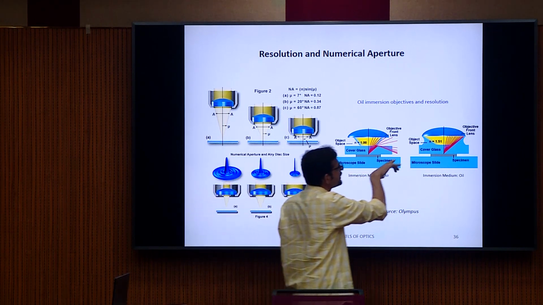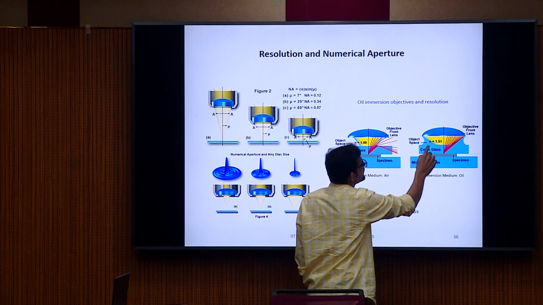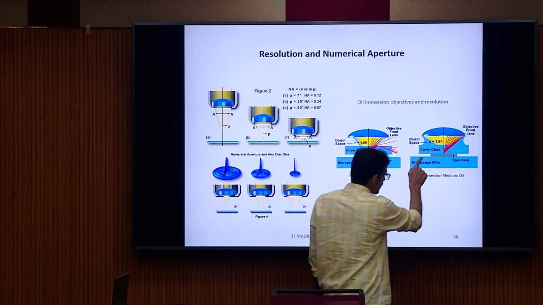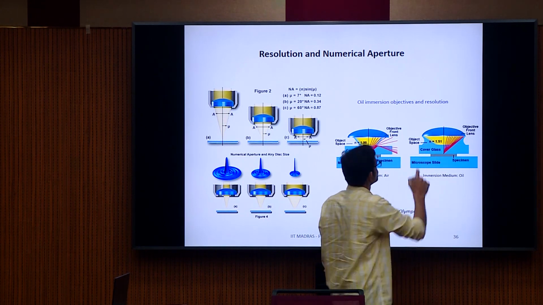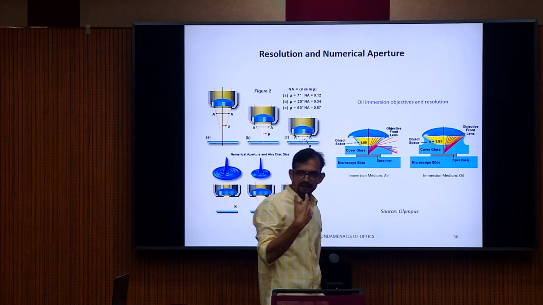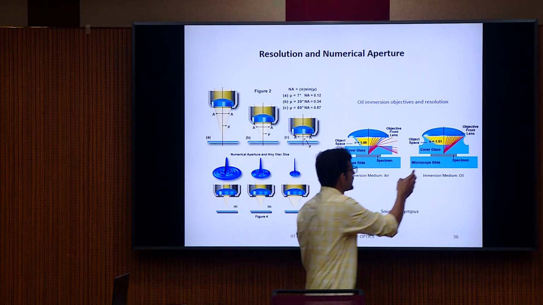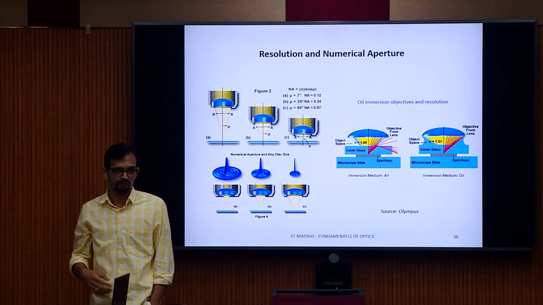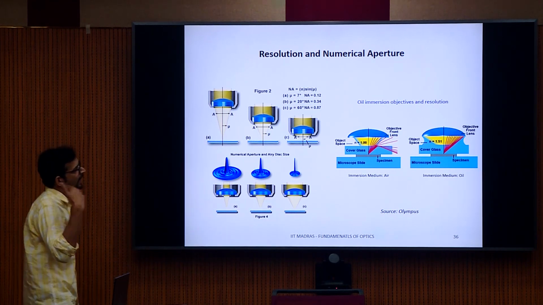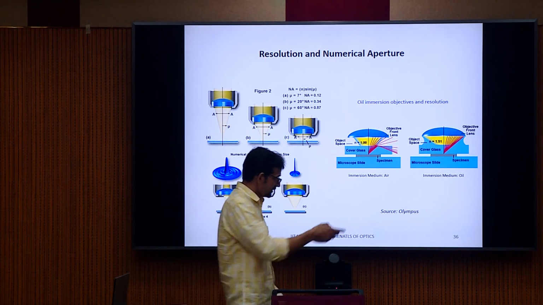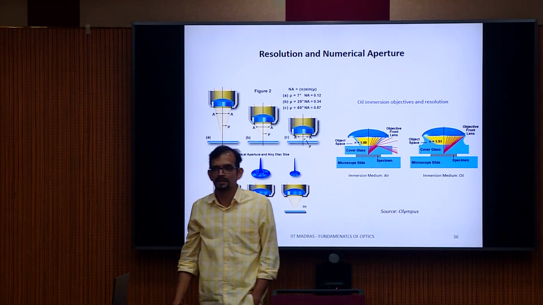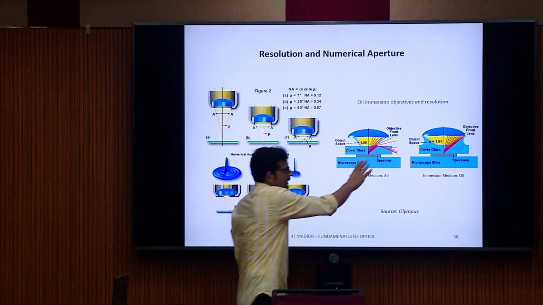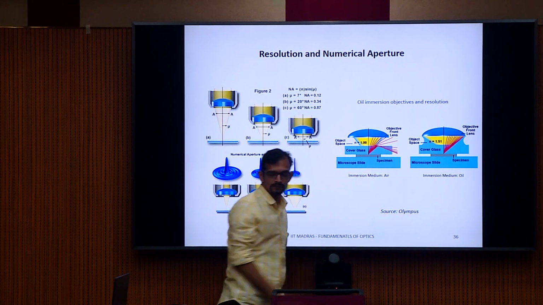But if you fill this gap with an oil having a similar refractive index as this cover slip, this is called an oil immersion objective, or water immersion objectives will also work. We can effectively utilize the maximum numerical aperture. So in microscopes, for high magnification, high numerical aperture imaging purposes, we use oil immersion objective lenses. Is it clear why we go for this?